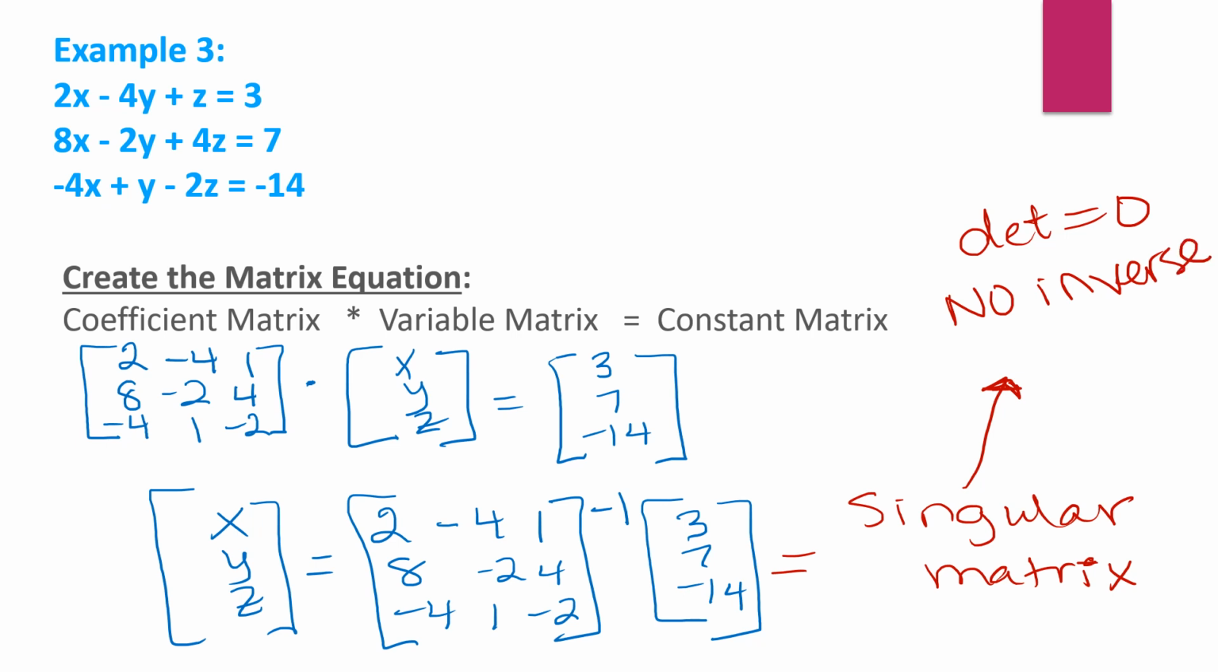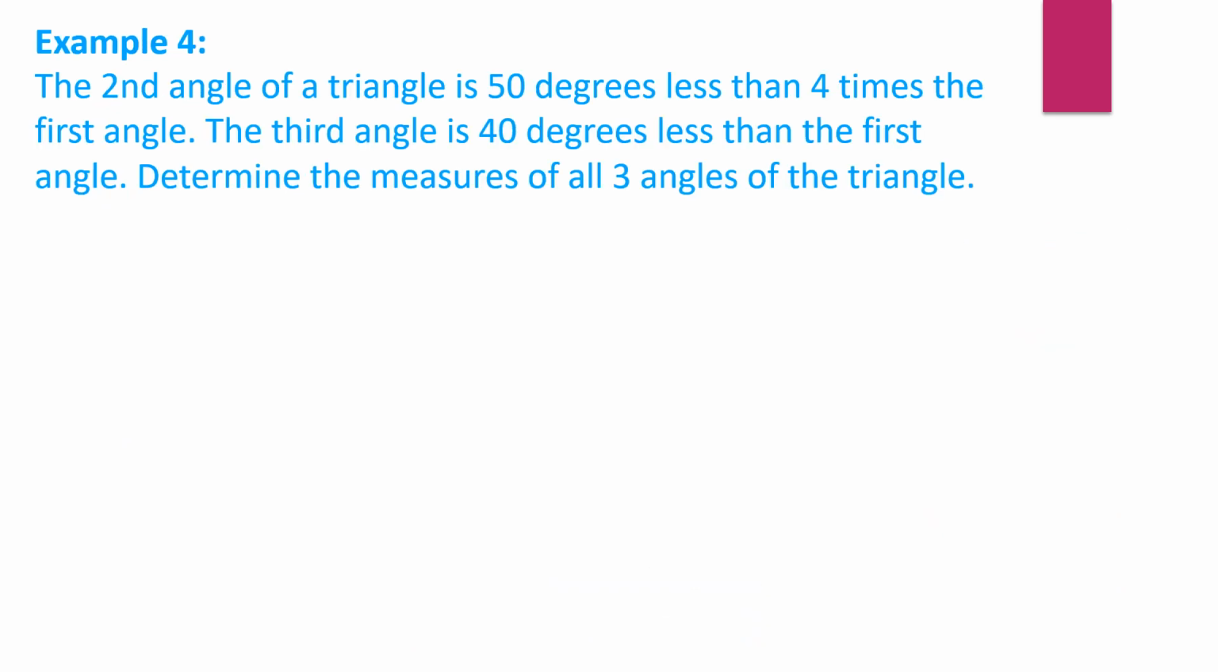So if there is no inverse, then that means for this particular example, there is no solution. So these 3 lines will not intersect in a particular point. It's okay. Your final answer should be no solution. Not a problem at all with that. It happens from time to time. All right, our last example for the day.